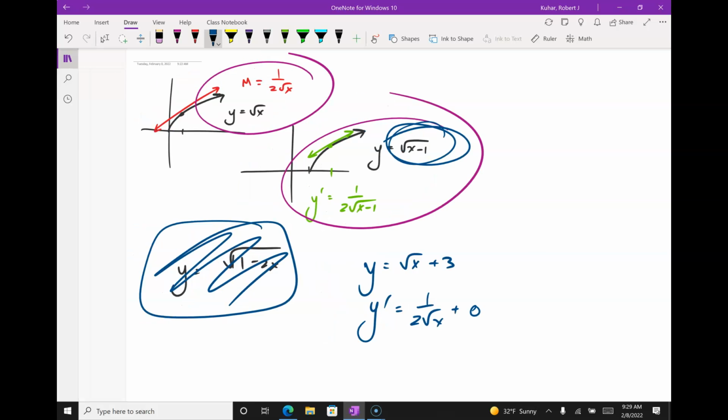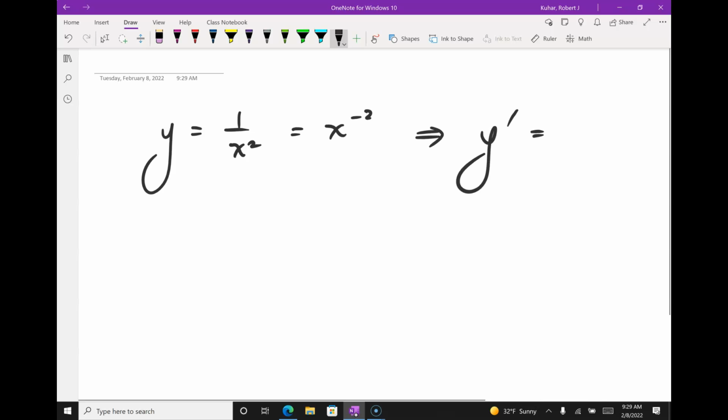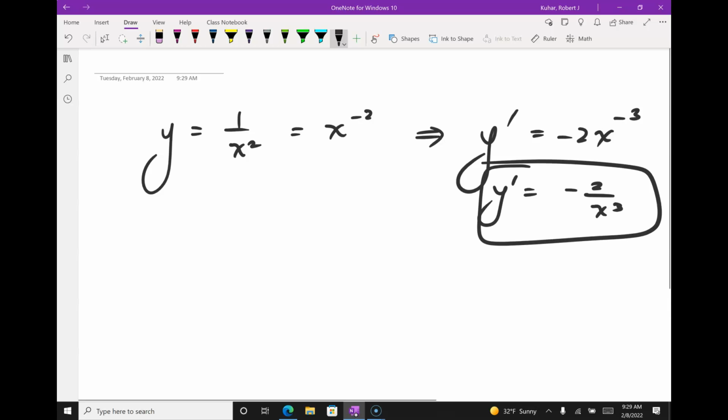All right, let's do another one. Let's do one with a tangent line. Let's see, y equals 1 over x squared. What's my shortcut here? Negative 2 times x to the negative 3, right? I'm subtracting 1. So I get negative 2 over x cubed. There's my y prime.